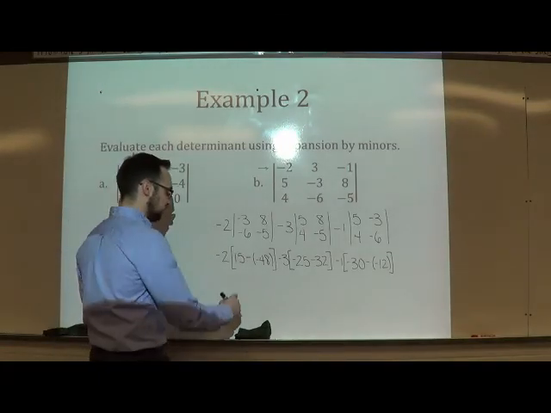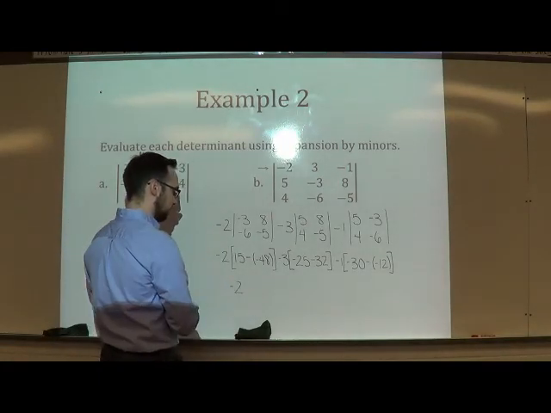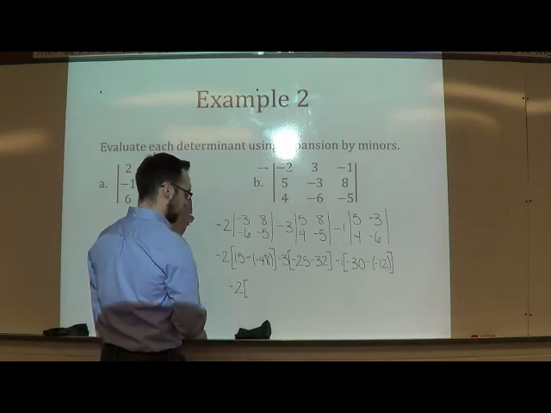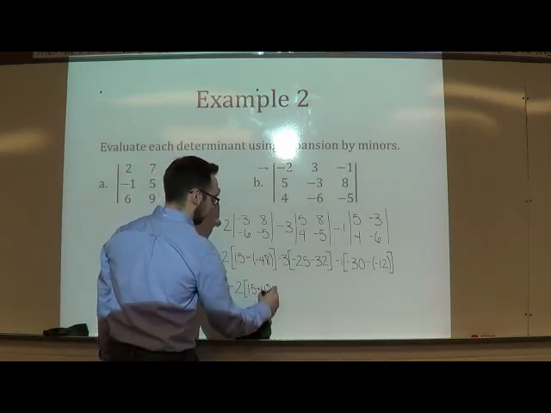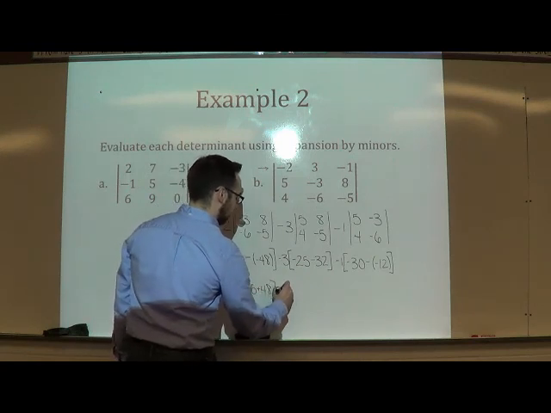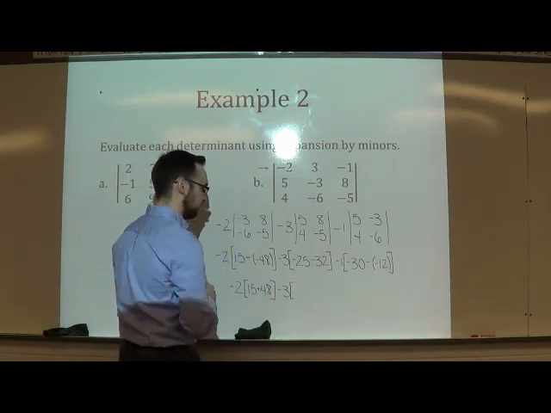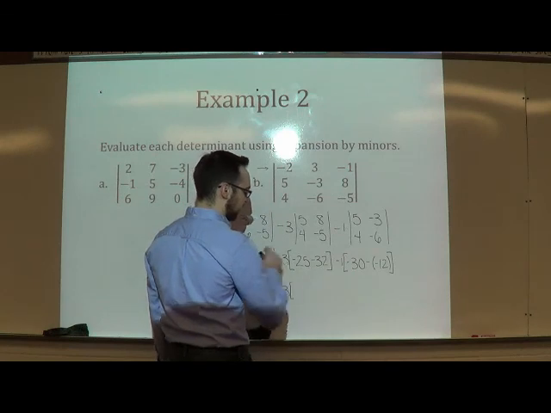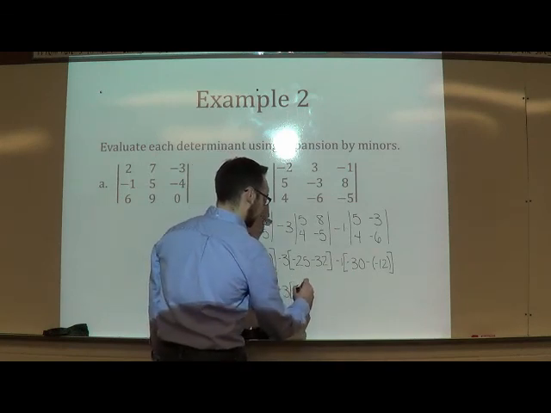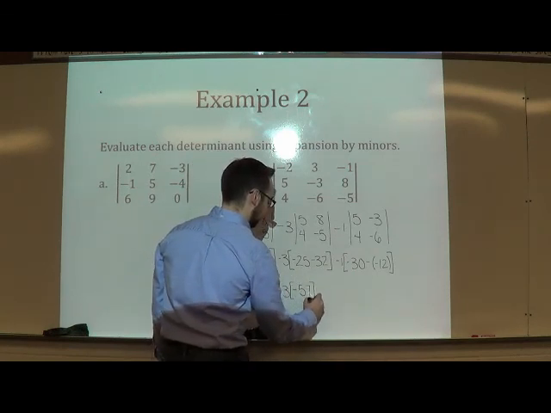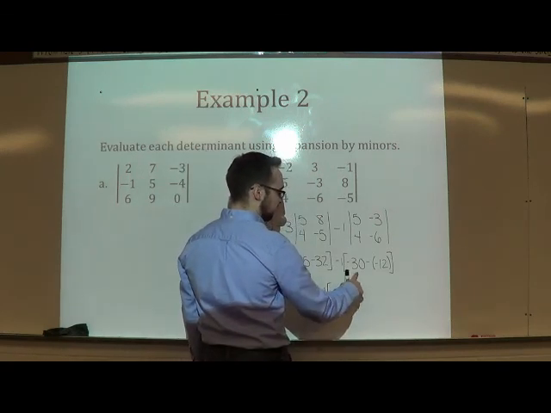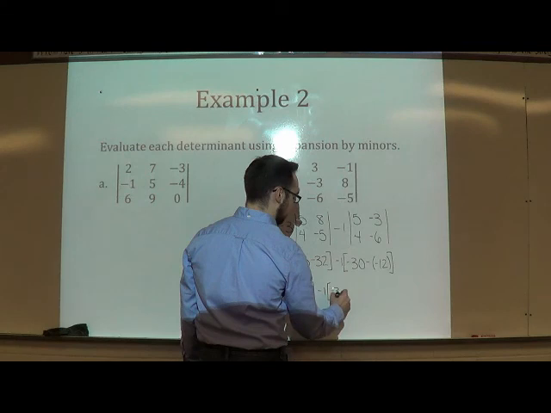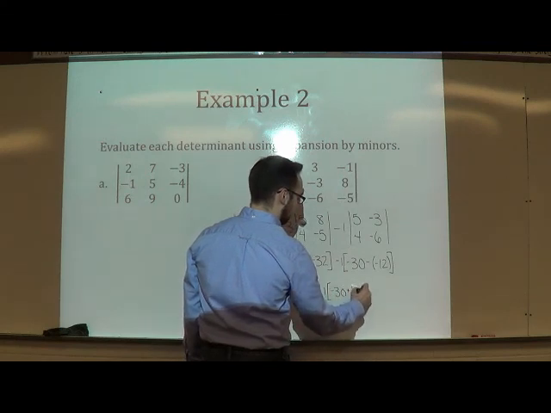So let's go ahead and simplify some things here. So we have negative 2. We'll have 15 plus 48. Negative 3. Negative 25 minus 32 is going to give us a negative 57. And we have minus 1 times negative 3 plus negative 30 plus 12.